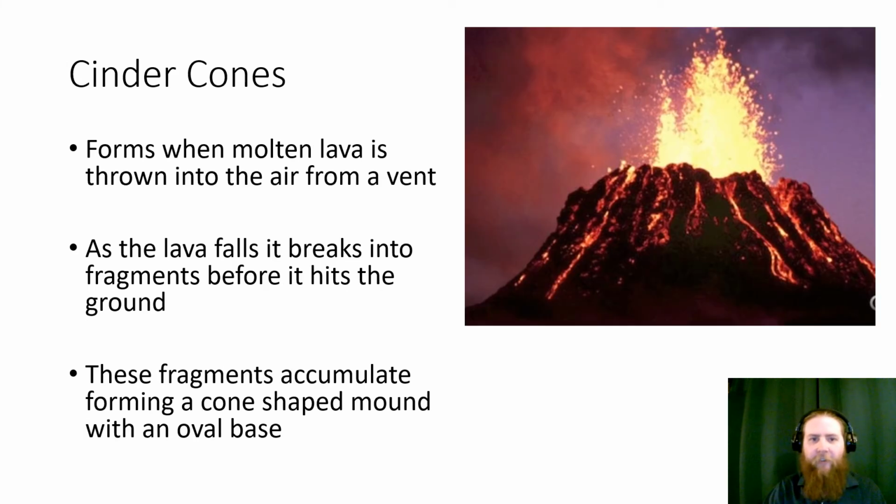Cinder cones are formed when molten lava is thrown into the air from a vent. As the lava falls back down, it breaks into fragments when it hits the ground. These fragments accumulate and form a cone-shaped mound with an oval base.